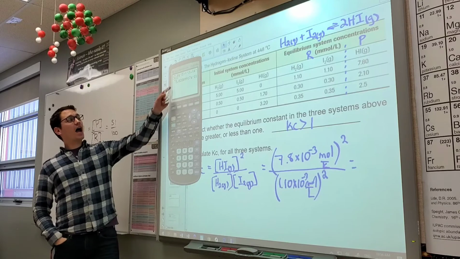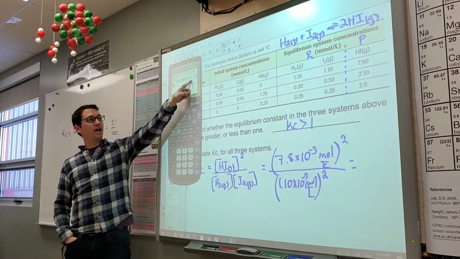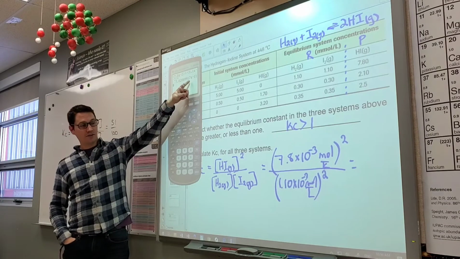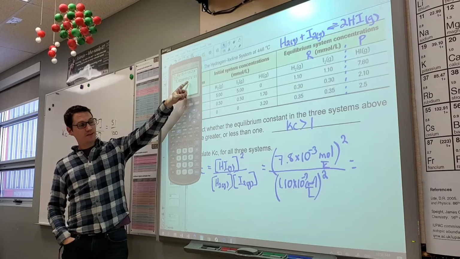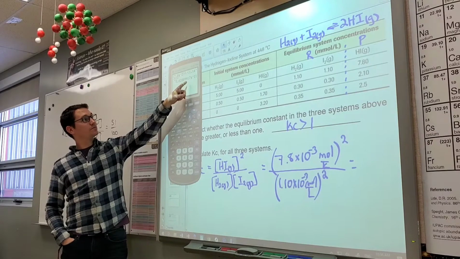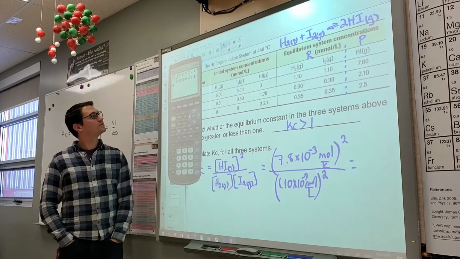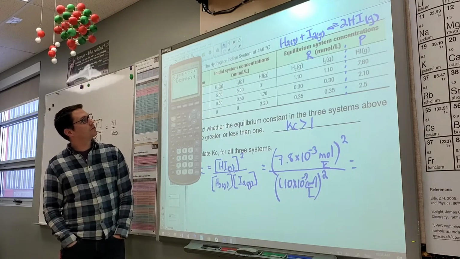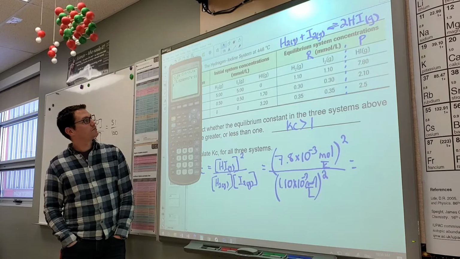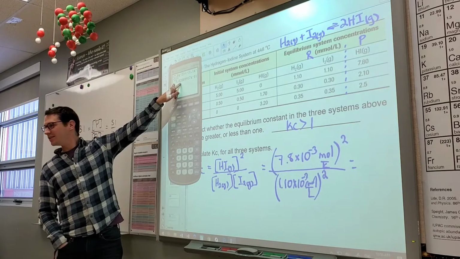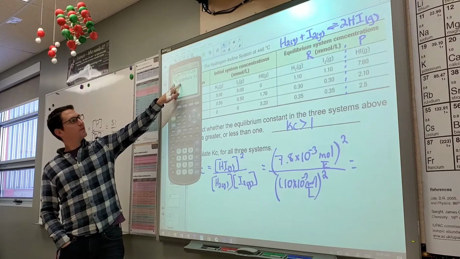I got 5.0 times 10 to the negative 11. That's not what you should get, should you? No. Why is that? 7.8 times 10 to the negative 3 squared divided by 1.1 times 10 to the negative 3 squared. Is the number correct? Yes.